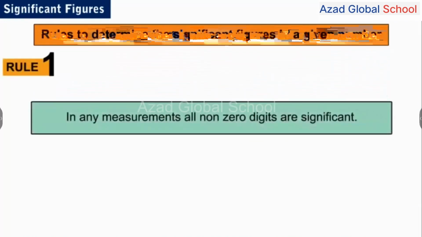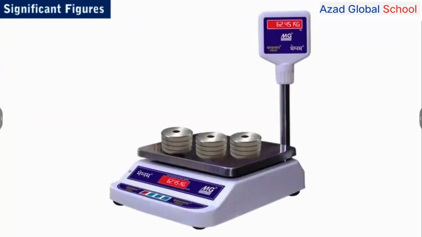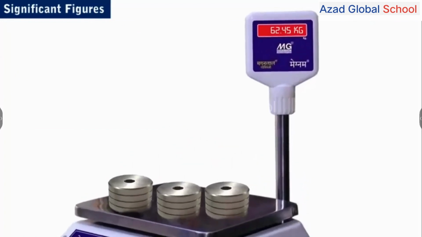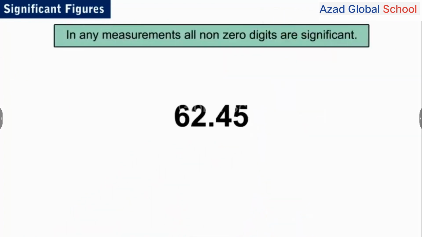The first rule says that in any measurement, all non-zero digits are significant. For example, we weighed a bag of steel that measures around 62.45 kilograms. Here, all the digits are non-zero numbers. In this case, all the 4 digits are significant figures.